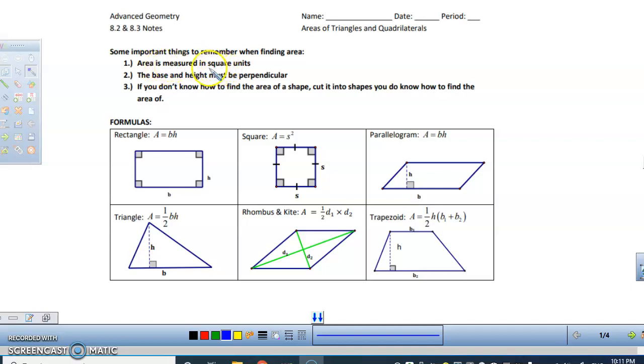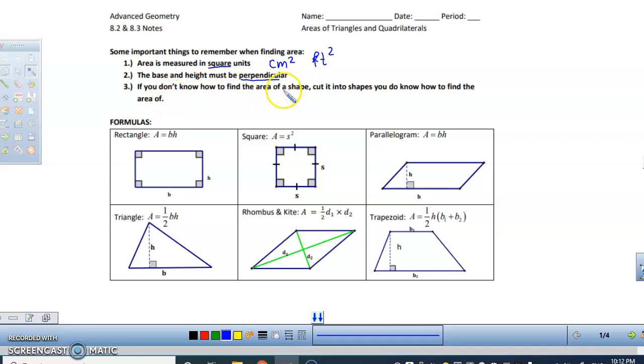So first of all, area is always in square units. So we're going to have answers with centimeters squared or feet squared, whatever unit's squared. The base and the height must be perpendicular. So you always have to look for perpendiculars in order to find area. So you should never find the area unless you know you have a perpendicular.